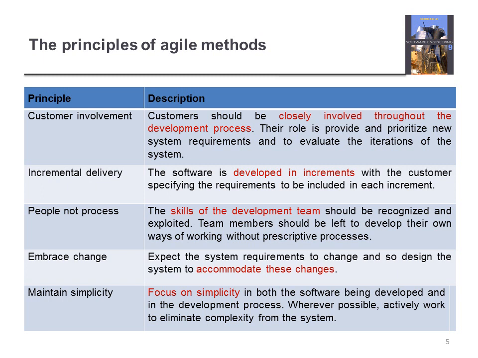Embrace change. Here, the agile method is proposed in order to accommodate requirement change. So, in the agile methods, we expect the system requirements to change and so design the system to accommodate these changes. And the fifth principle is maintain simplicity, which means here we just need to do what is required.